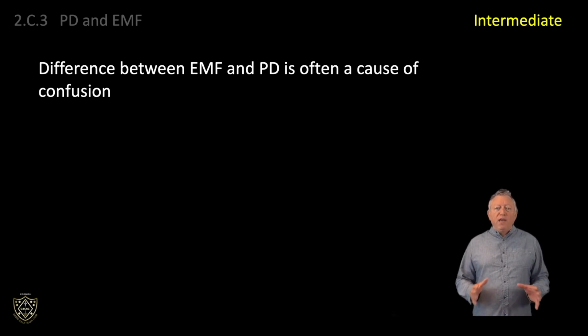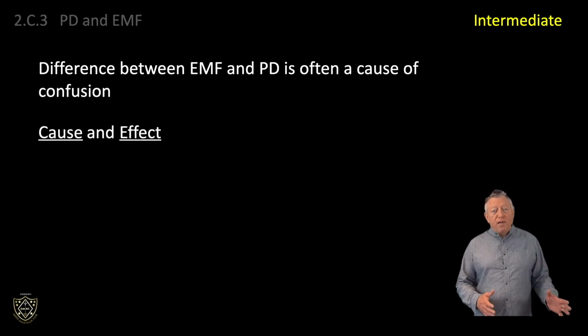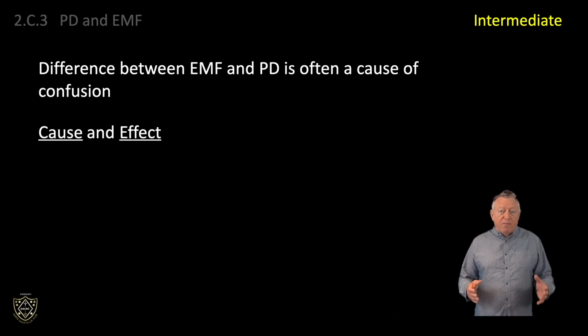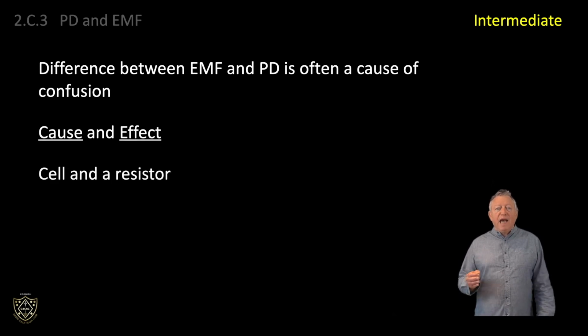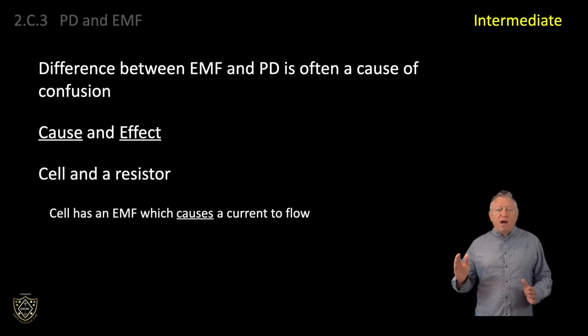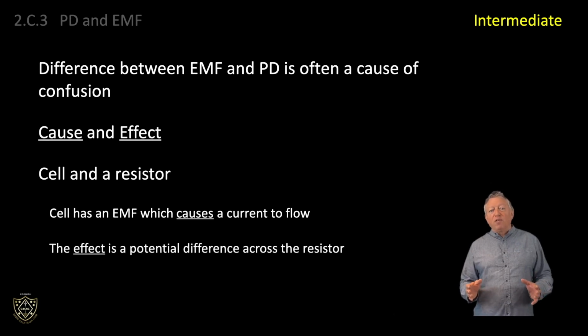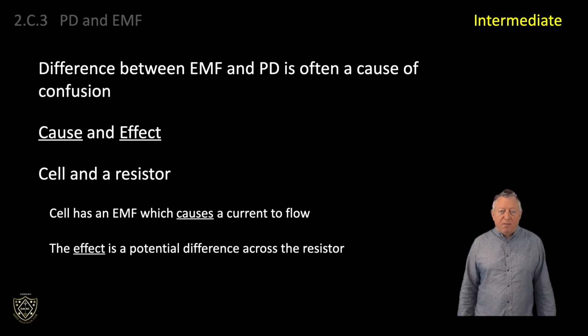One way to think of the difference between EMF and PD is as cause and effect. Consider a simple circuit with a cell and a resistor. The cell has an EMF which causes a current to flow, and the effect is a potential difference across the resistor.